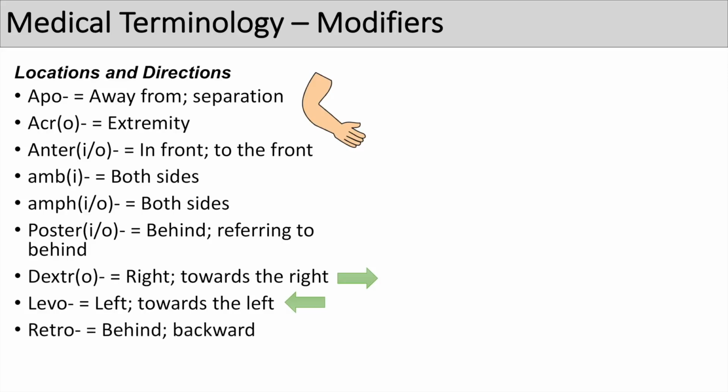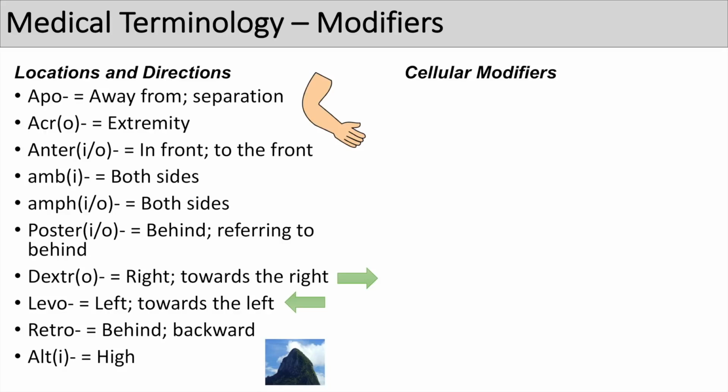The next prefix is retro. This means behind or backward. So you can think of retrospective. And the next prefix relating to location and direction is alti or alt, and this means high. So you can think of altitude.